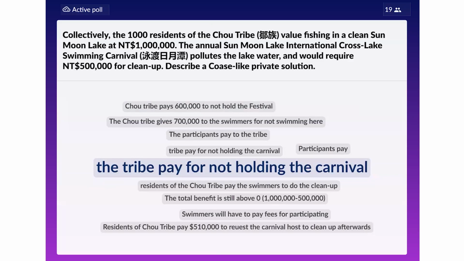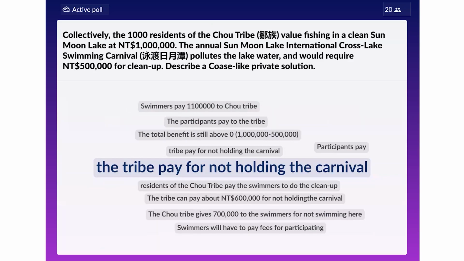And of course, it's likely that the participants now will have to pay this. In addition to the fee to join, they also have to pay the cleanup fee. And of course, because the benefit of a clean Sun Moon Lake outweighs the cost, even if this event is going to happen, it's going to be cleaned up right afterwards. So the efficient outcome will be implemented.